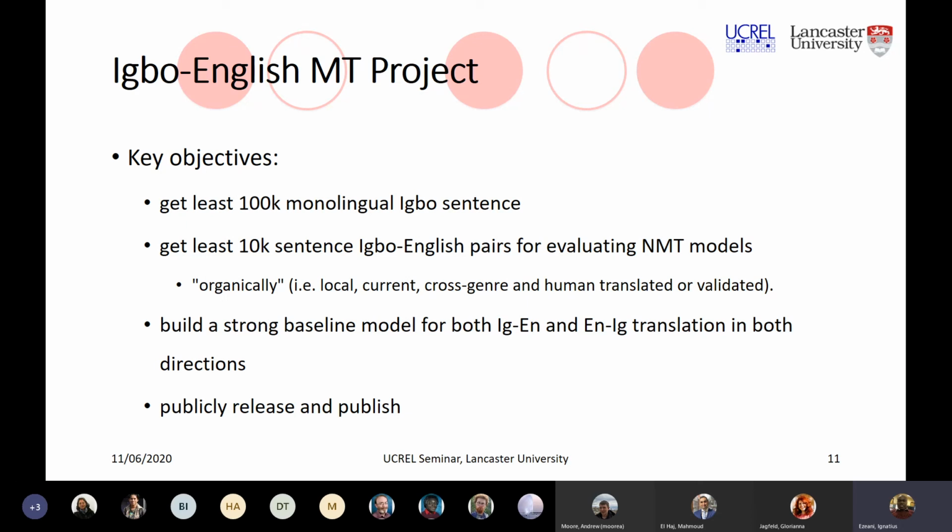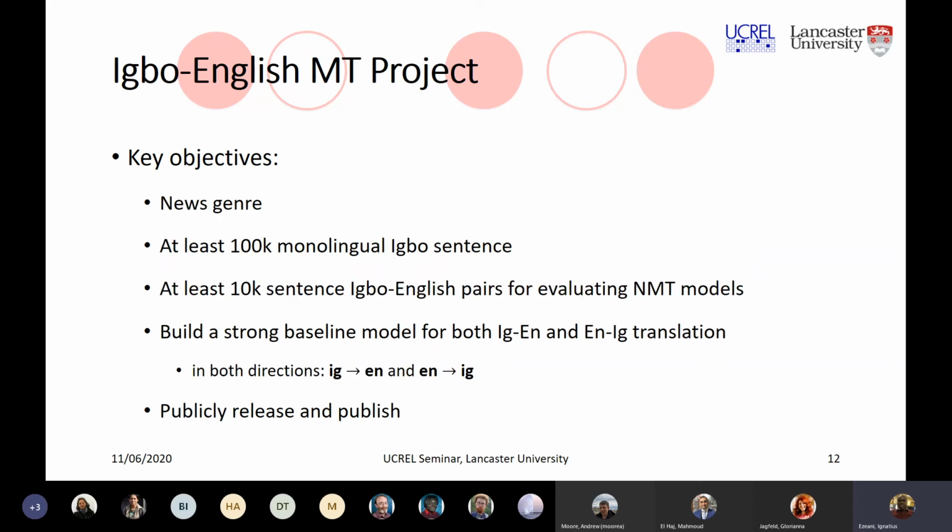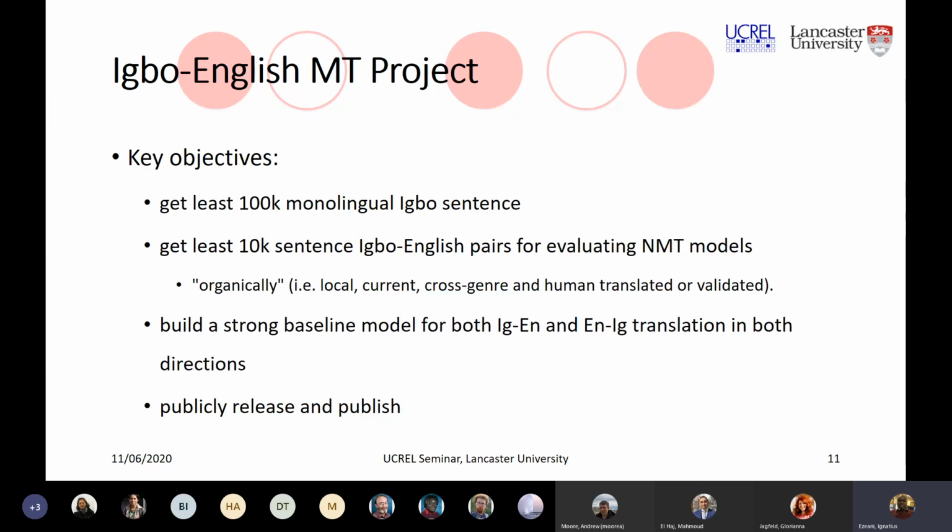Then we look at sentence pairs, at least 10,000 of them across different genres that are also local. That's mostly sentences that are produced from the way local speakers speak Igbo, and human translated or human validated, even if they are not translated. If they are collected online, like from the Jehovah's Witness website, they have to be validated by human beings who speak the same language. So we build strong baselines for them, and we release them publicly.